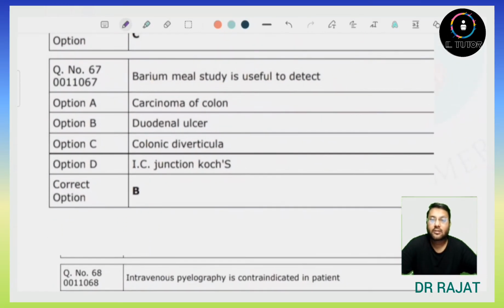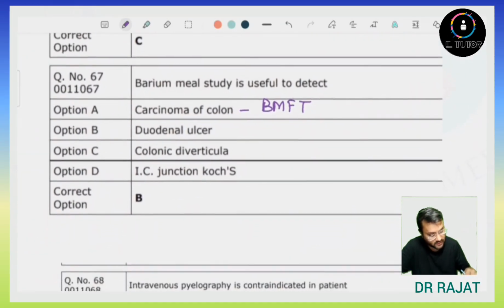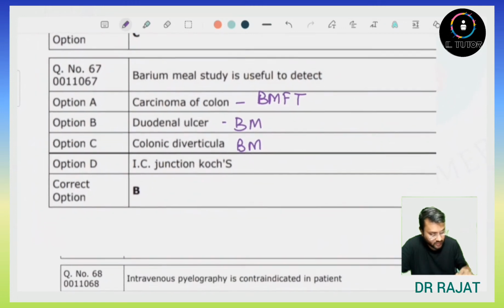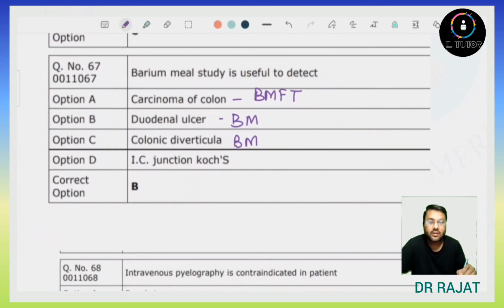Barium meal study is useful to detect. If we talk about carcinoma of colon, then barium meal follow through is used. For duodenal ulcer, barium meal is good. For colonic diverticula, again barium meal follow through. And for ileocecal junction, again it will be barium meal follow through. So barium meal will be good for duodenal ulcer.